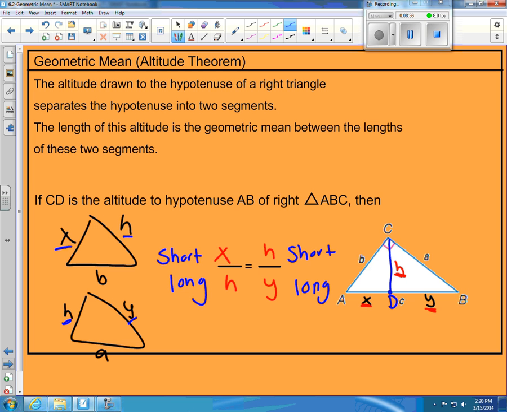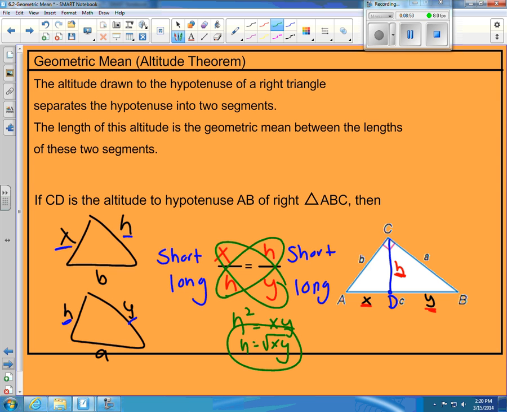Now, we can say that we can solve this by cross multiplying. H times H gives us H squared equals X times Y. So if we just want H, H is the square root of X times Y.